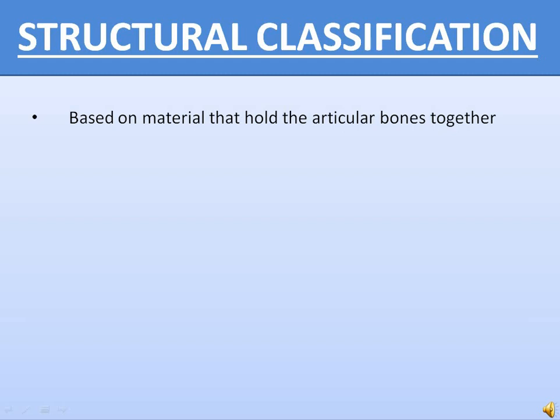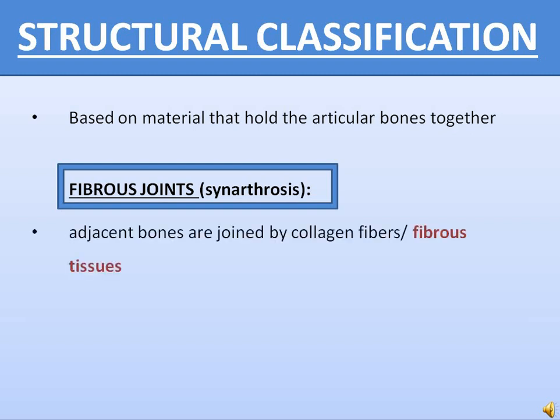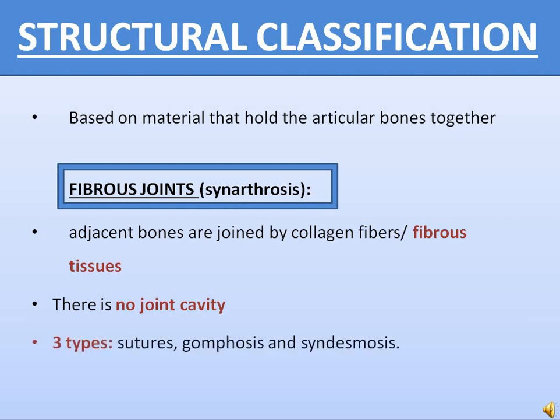Structural classification of the human joints is based on the material that holds the articular bones together. So in this first type we have the fibrous joints, which are also called as the synarthrosis joints, and here the adjacent bones are joined by the collagen fibers or the fibrous tissue. So they are either immovable or permit a slight degree of movement. There is no joint cavity, and these type of the joints can be grouped in the following three subtypes: sutures, gomphoses, and syndesmoses.